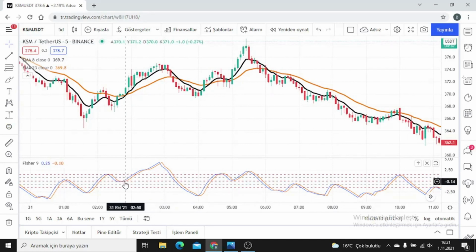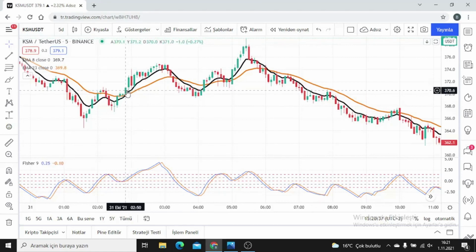There is a very good example here, let me explain there. Fisher transform intersects in the middle. If it intersects in the middle, there will be no problem, friends. Now when we look here, the moving average intersects, as you can see. The Fisher transform also intersects again in the middle and produces a buy signal.